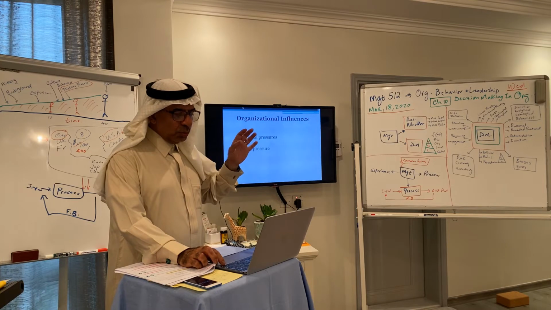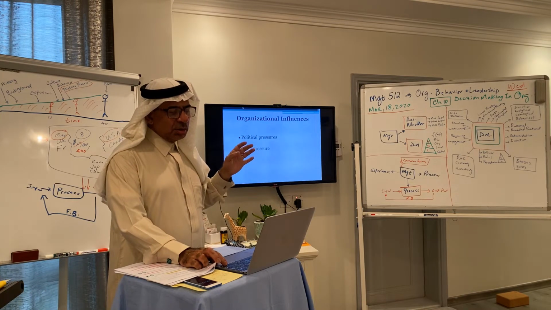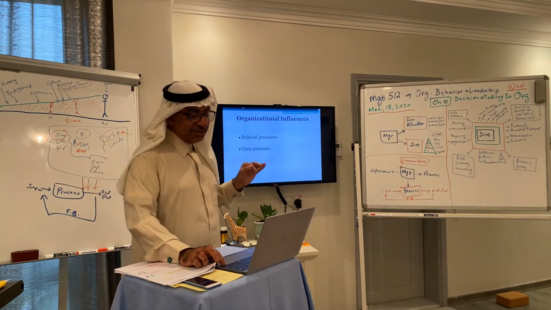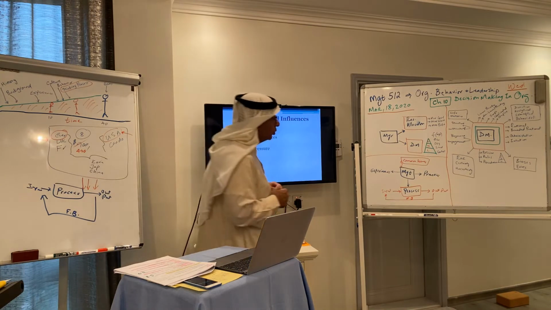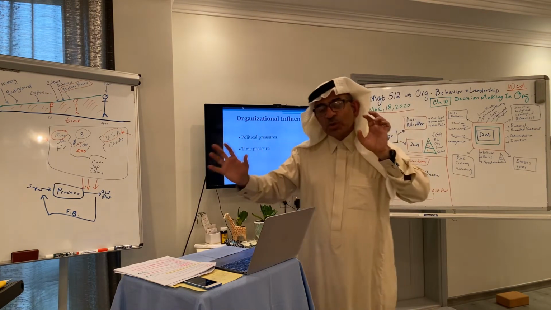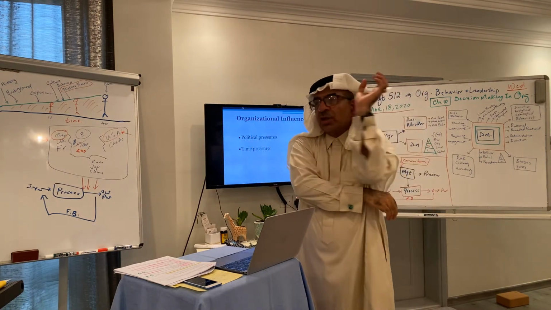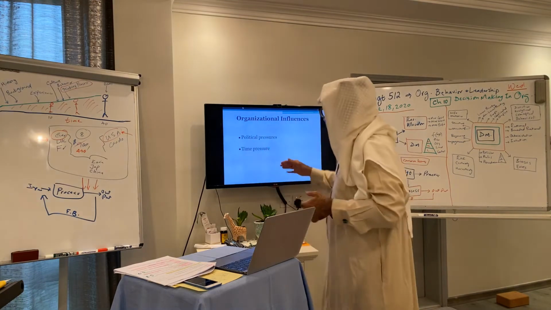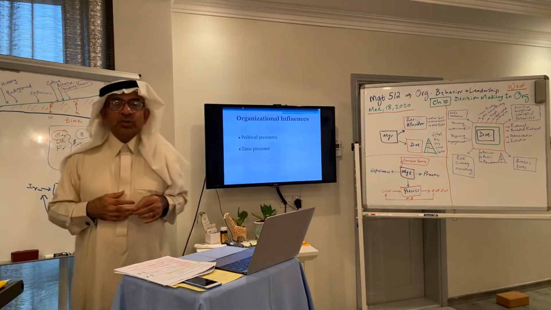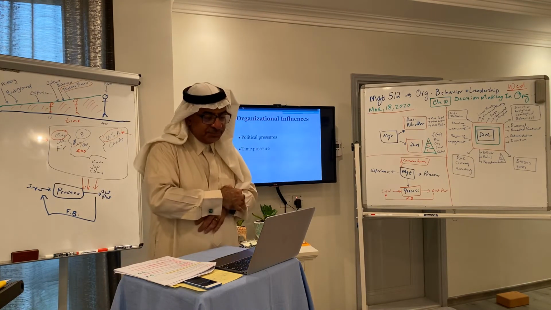And we talk about organizational group influence, decision, organizational influence. Organizational influence, as I told you, sometimes you have a technical solution, engineering solution, management solution, financial solution, but there are certain politics involved whenever you take a decision. And this is what we call political pressure.